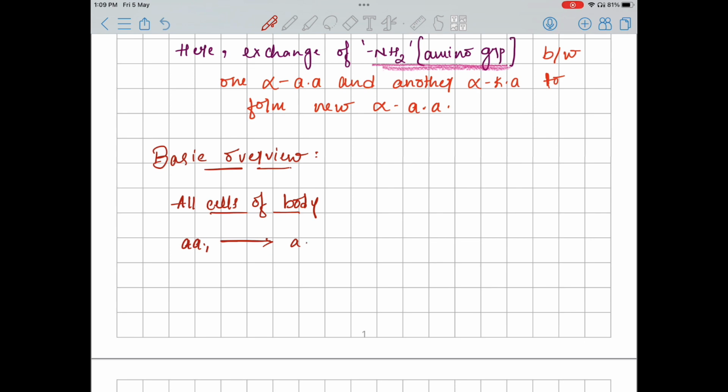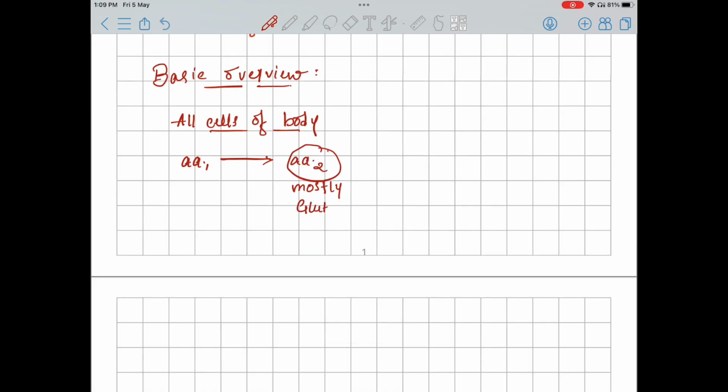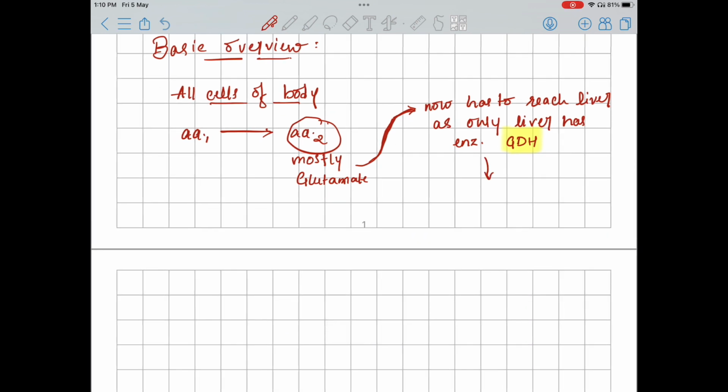All cells which are present in our body, they produce amino acid 1 to 2, like that. Transamination occurs. Now this amino acid 2 which is there, it is mostly glutamate, which is said to be produced as glutamate. Glutamate has to be transferred to liver. Now why does it need to be transferred to the liver? There is a certain enzyme which is known as glutamate dehydrogenase. Now glutamate dehydrogenase is the enzyme present only in the liver. So only liver has the enzyme glutamate dehydrogenase. For that purpose we need to transfer the amino acid 2 to the liver.